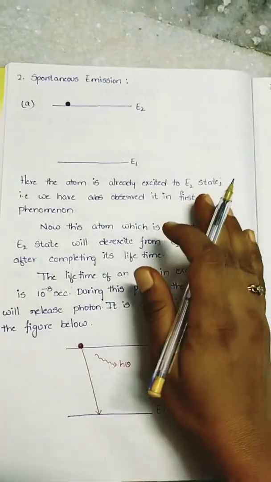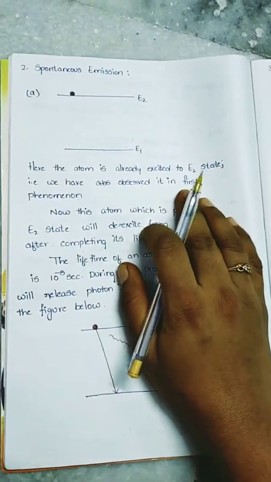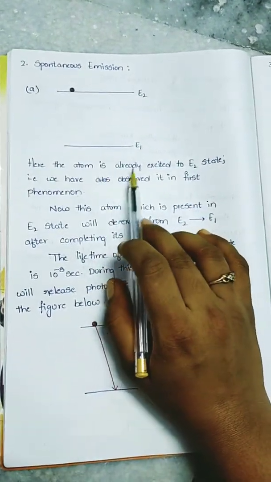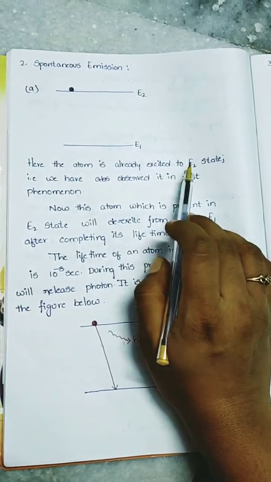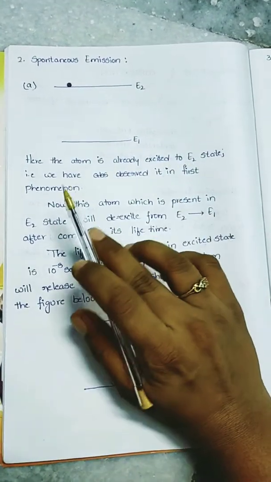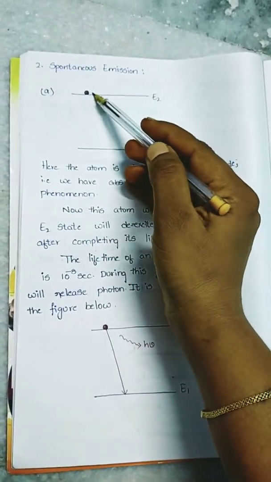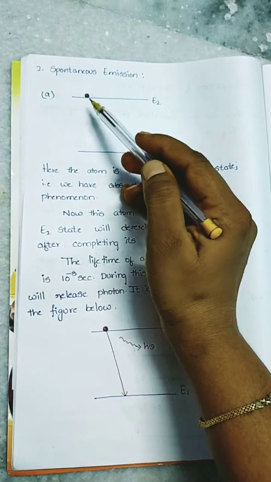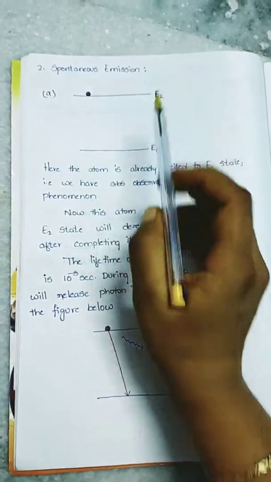And now the spontaneous emission. In spontaneous emission, the atom is already excited to E2 state. That is, we have already seen it from the first phenomenon. The atom has already moved to E2 state, which I am representing here once again. So now the atom is in E2 state.